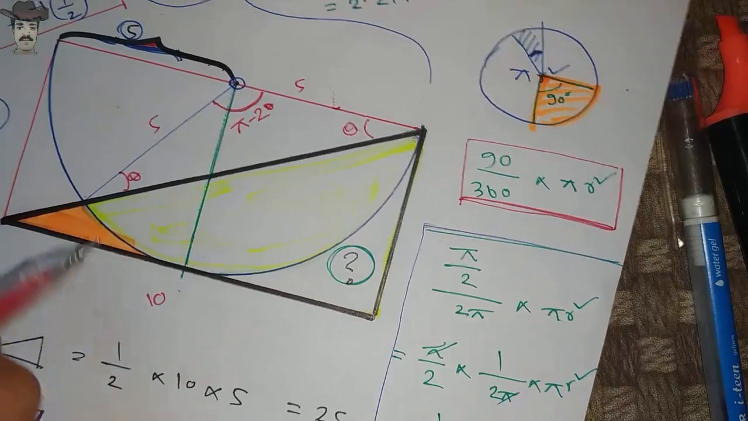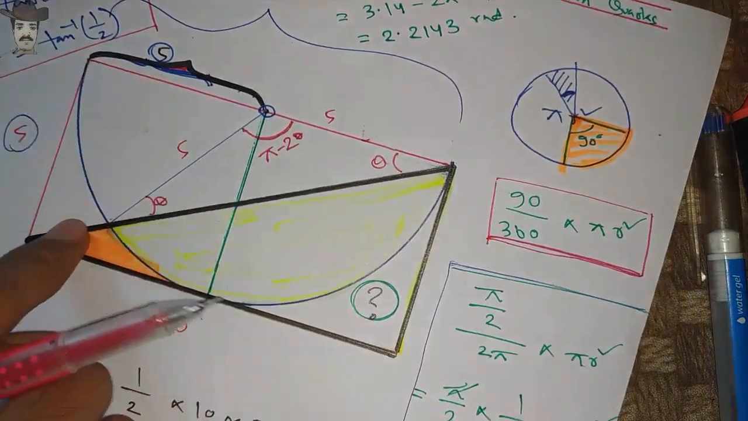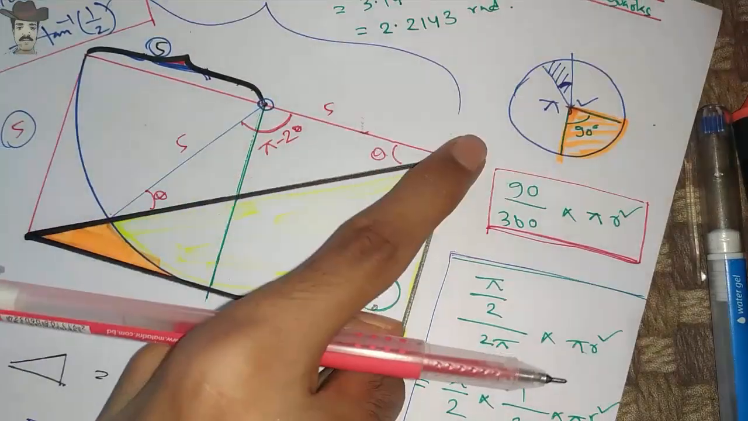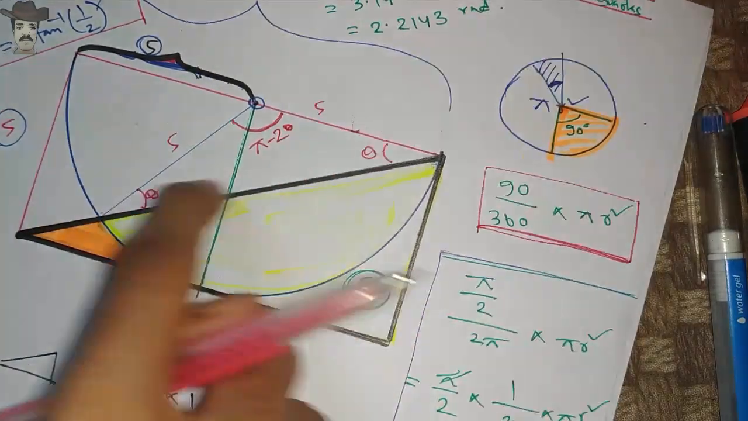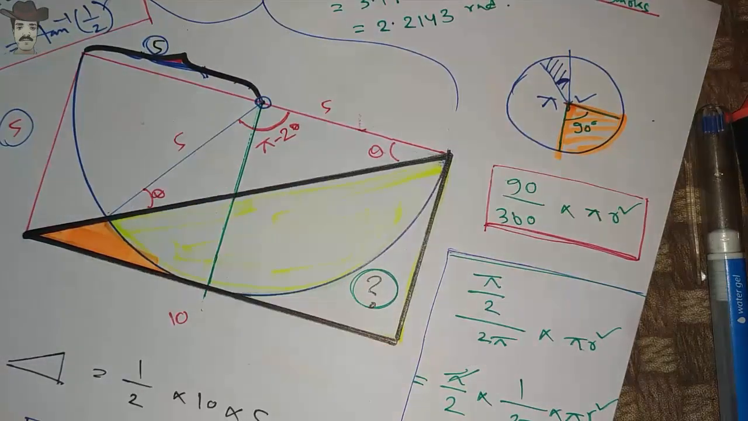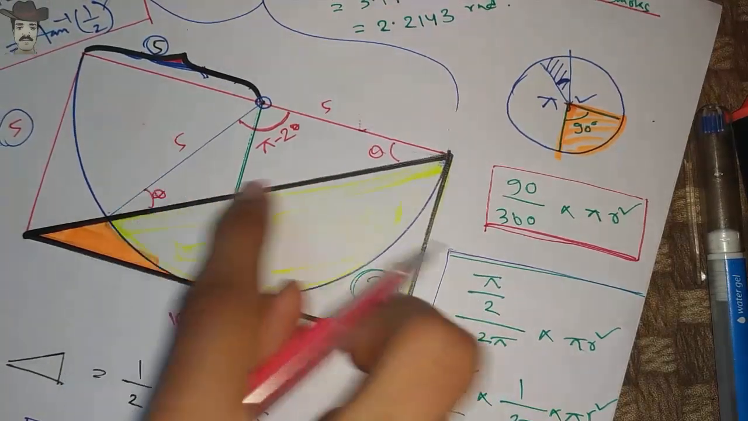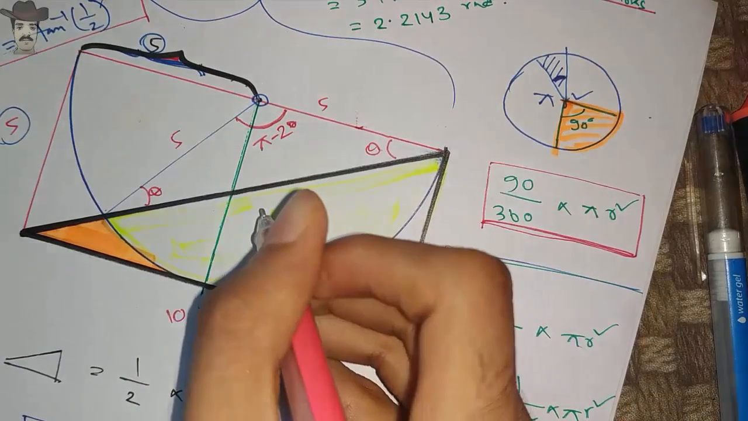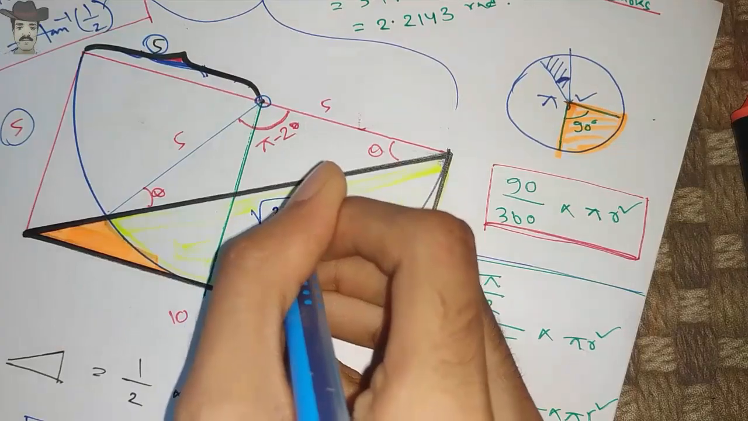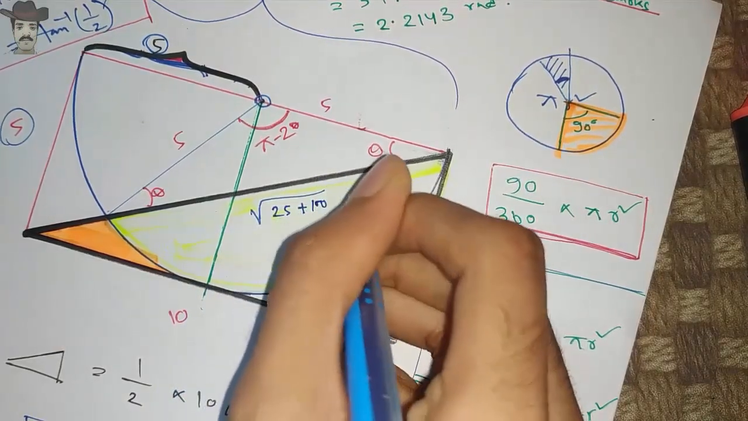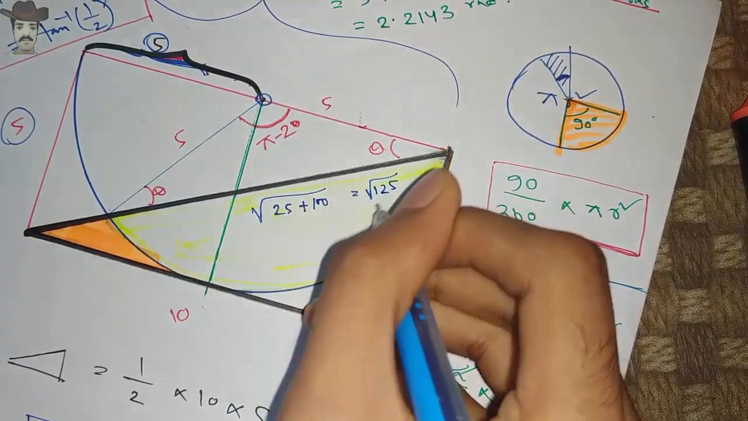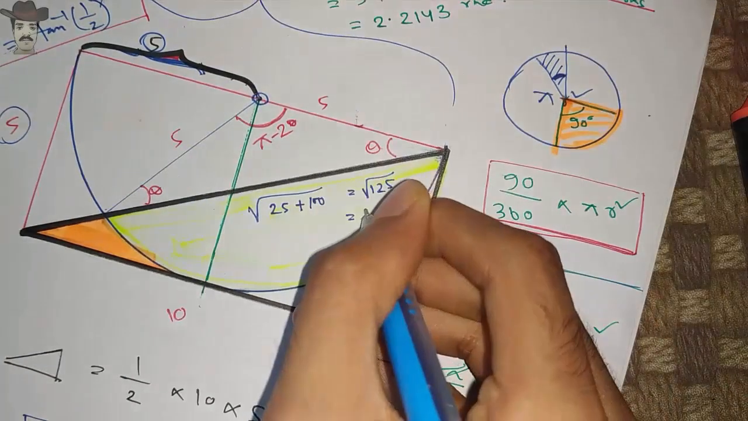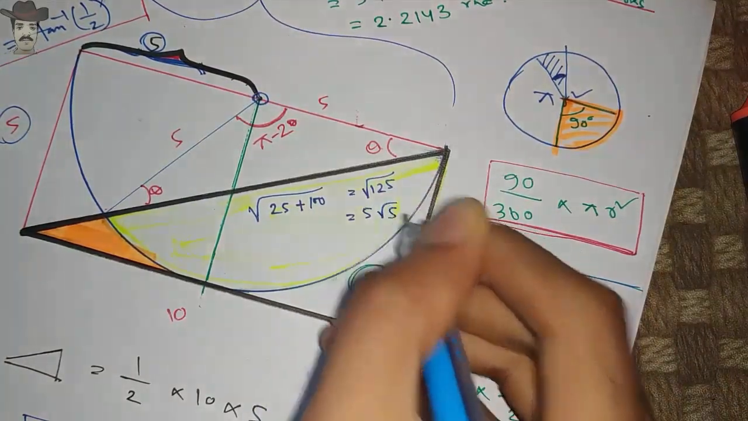Now concentrate on this triangle again. We already know that this side is 5 and this side is 10. So what will be this hypotenuse? According to the Pythagorean theorem, this hypotenuse will be just simply root over 5 square plus 10 square. 5 square is 25 and 10 square is 100. So it will be root over 125. We can write this, because 125 is 5 into 25, as just 5 root 5.